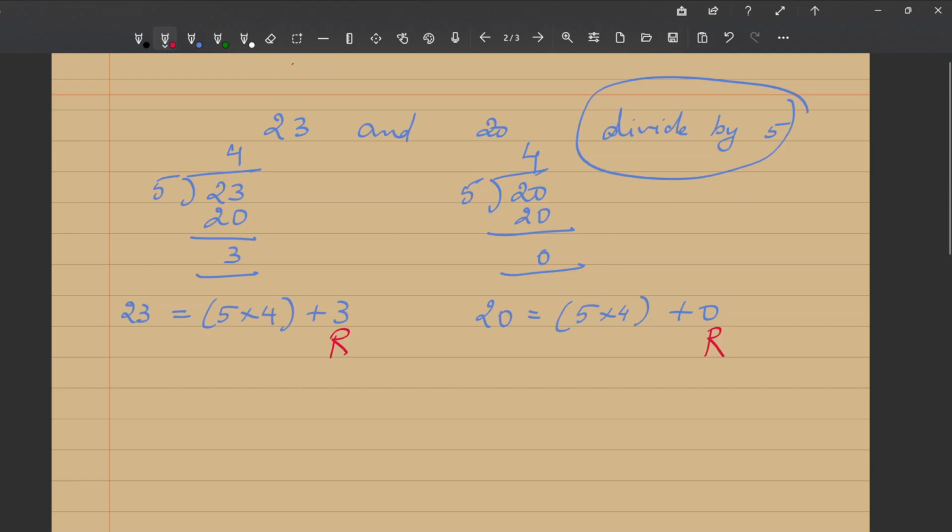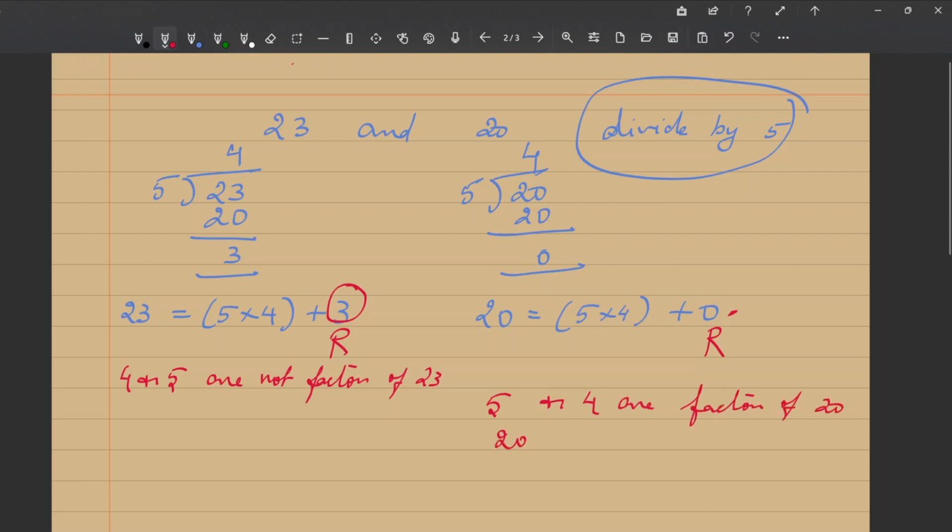Now what is the difference between the two? From the first one I can conclude that 4 and 5 are not factors of 23, right? They are not the factors of 23. Why? Because we have a remainder while dividing, isn't it? And similarly, since we have no remainder, the division has happened exactly, so you can safely conclude that 5 and 4 are factors of 20 and 20 is a multiple of 4 and 5, right?